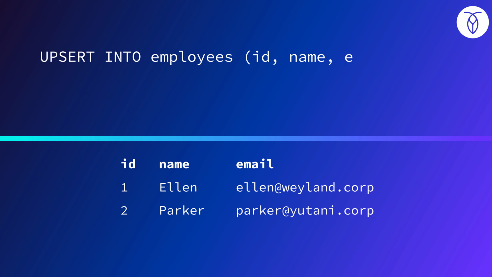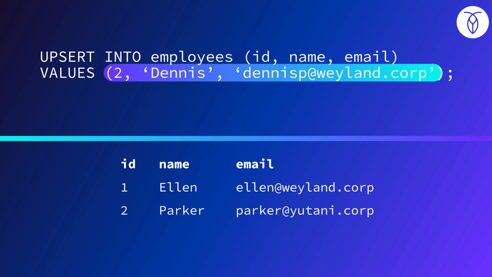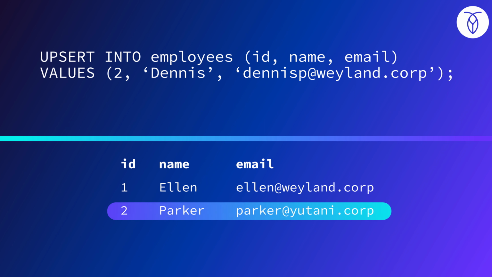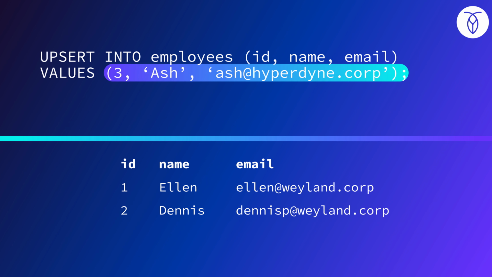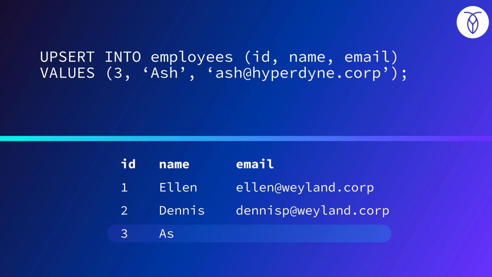Here, for example, we're upserting a row with an employee ID of 2. Since that ID already exists in our table, the table information for that row will be updated. Here, we're upserting a row with an employee ID of 3. That ID doesn't exist in our table already, so a new row will be added to the table.